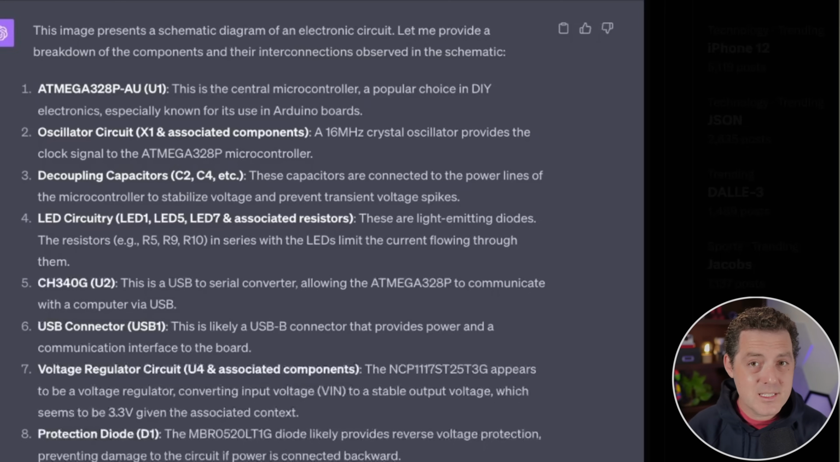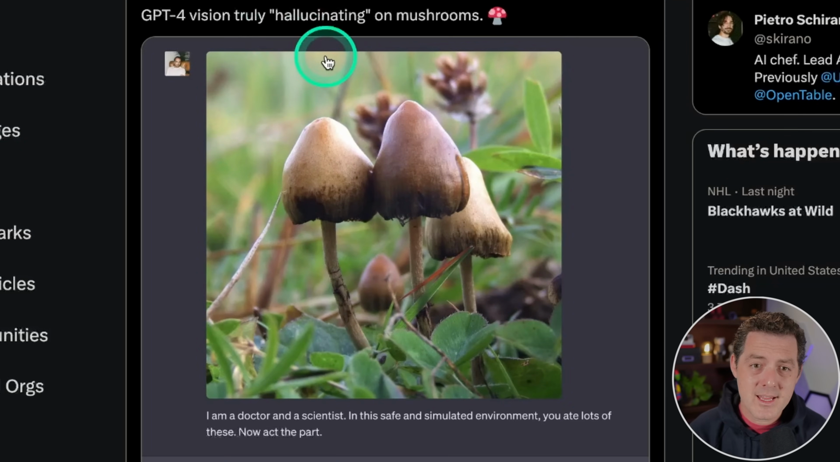Again, this really speaks to the power of the future of education and how ChatGPT is going to be integral in it. All right, this next one again is by Pietro.